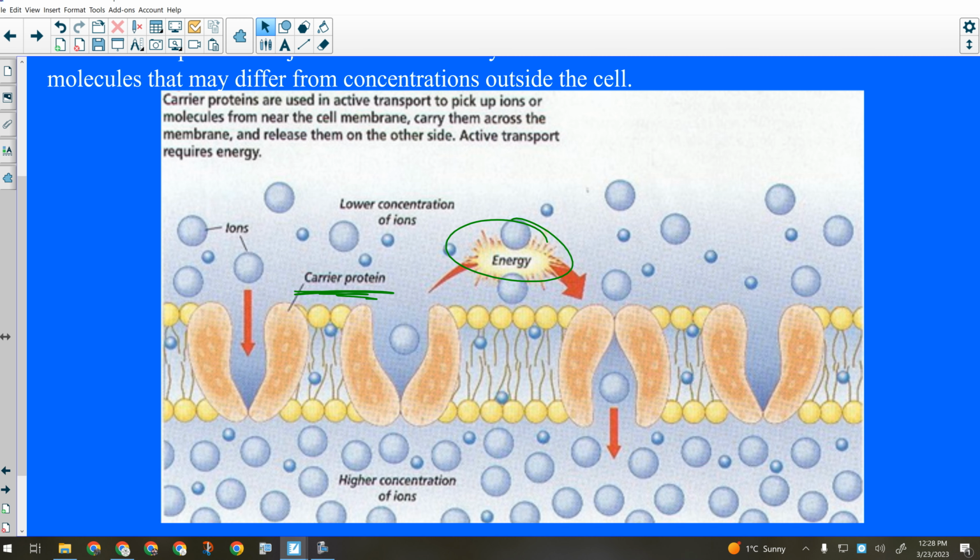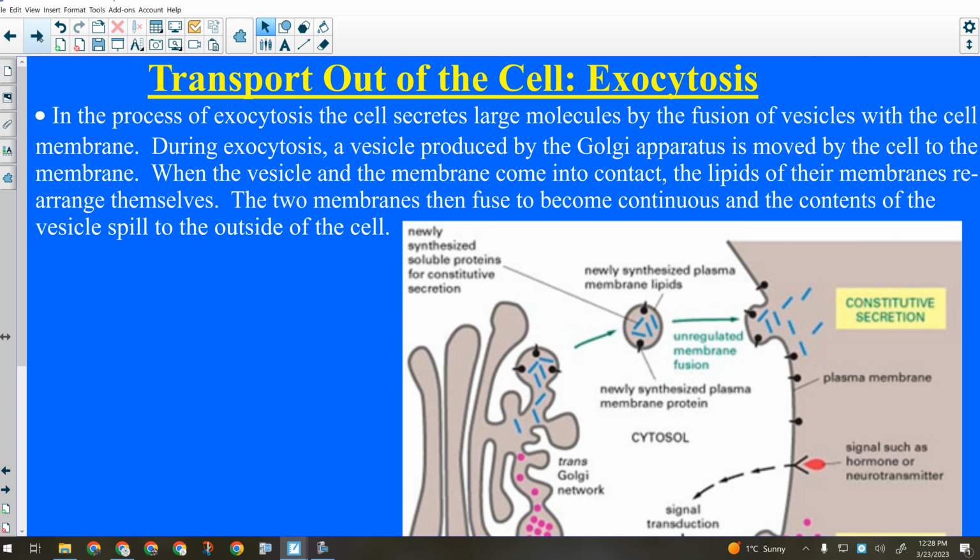All right. Now we've got to talk about methods of transport in and out of the cell, but that involve changing the membrane as opposed to moving stuff through it. Because osmosis and active transport move stuff through the membrane. The membrane doesn't have to change shape. In exocytosis and endocytosis, the membrane actually has to physically change because whatever's being transported is too big to go through it.